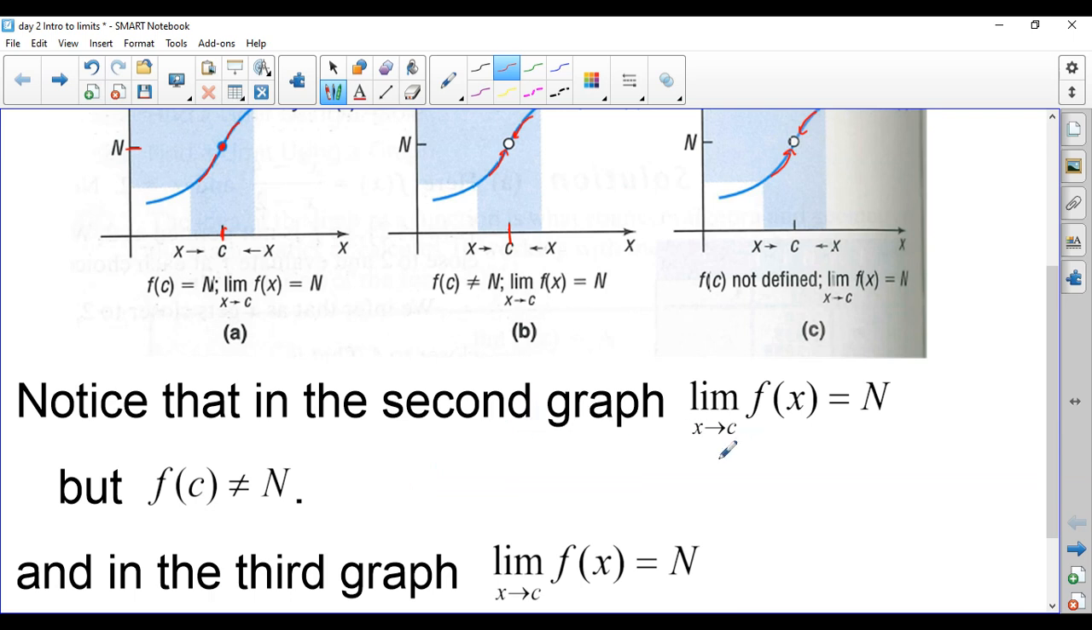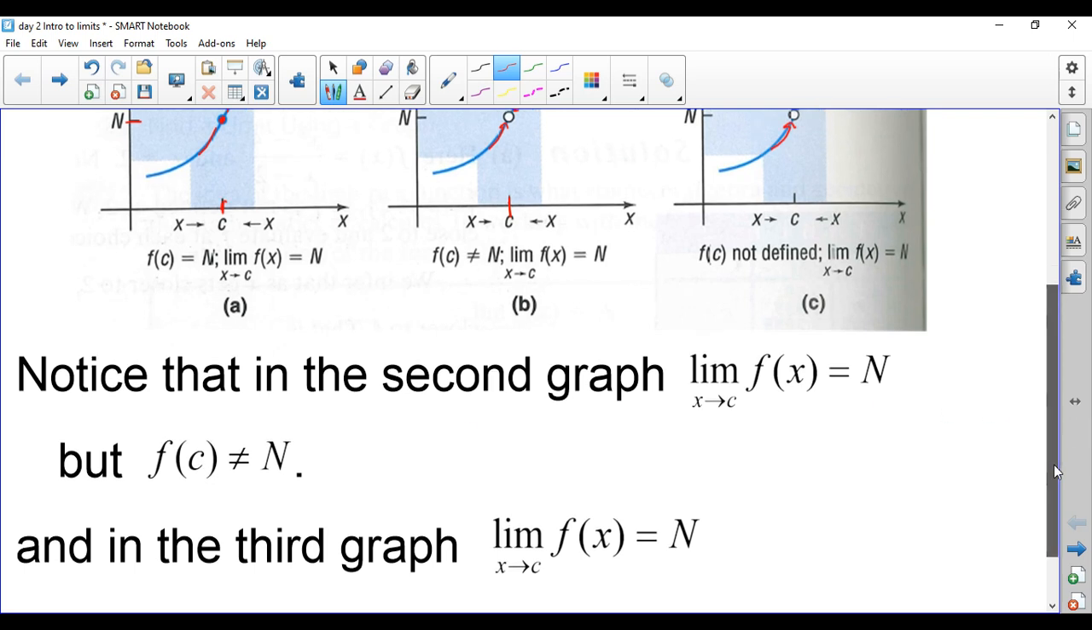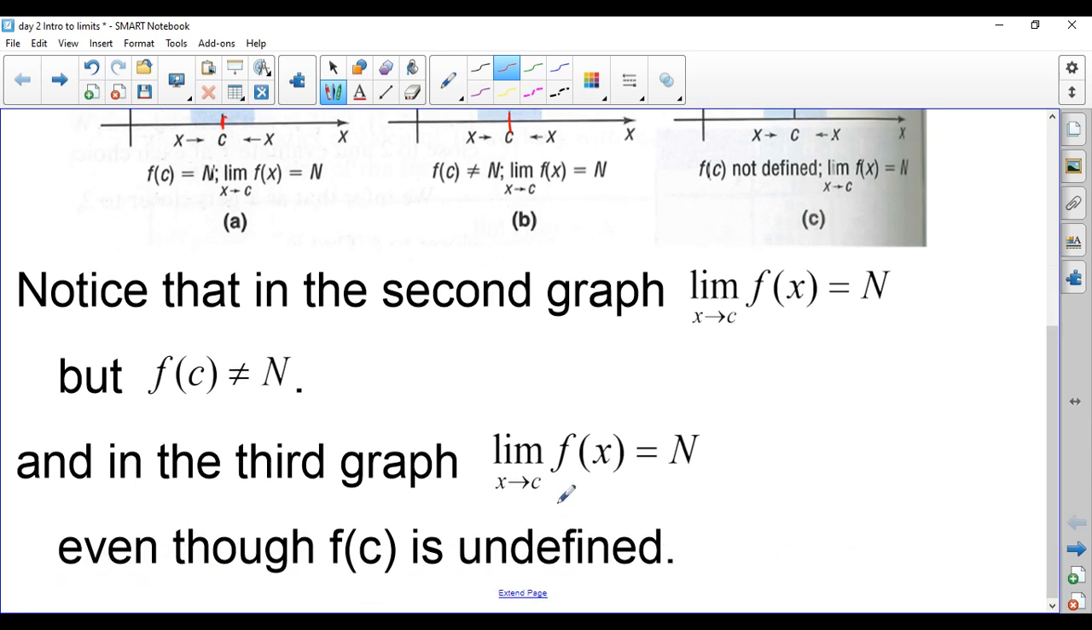In the second graph, the limit as x approaches c of f of x is n, but f of c is not equal to n. And in the third graph, the limit as x approaches c of f of x is n, even though f of c is undefined.